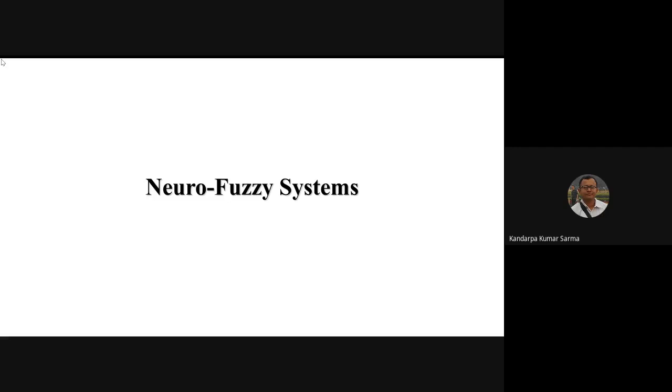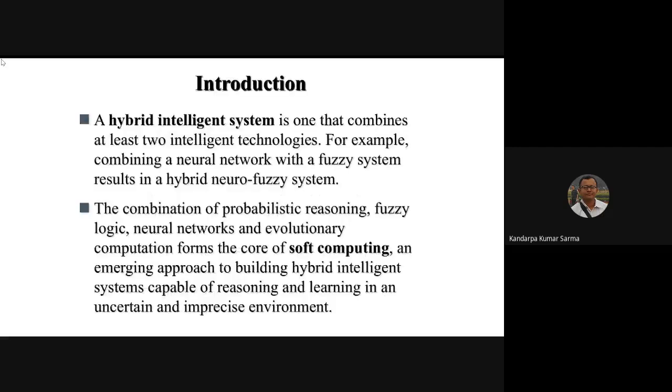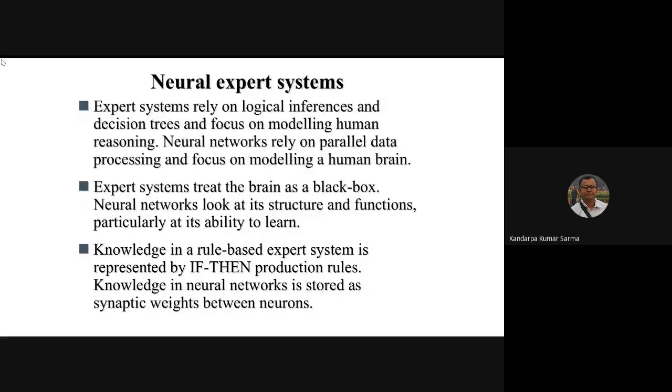Our last part shall be the neuro-fuzzy systems. So here we find that this is a hybrid intelligent system that combines two different technologies, neural network with a fuzzy system. The combination of probabilistic reasoning, fuzzy logic, neural networks, and evolutionary computing forms the core of soft computing. So we can further use the neuro-fuzzy system to configure a neural expert system.